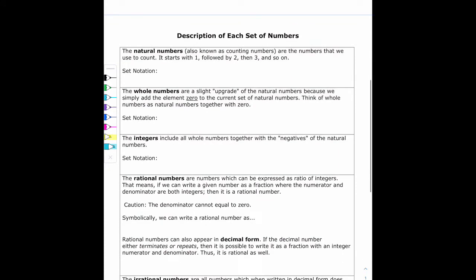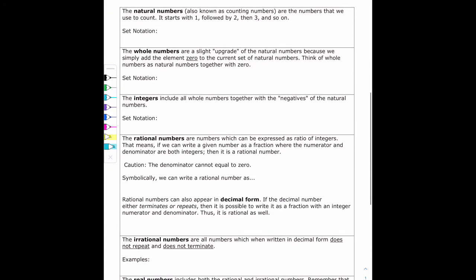So what I want to do now is go through each set that we have and what the elements in that set look like. We'll start with the natural numbers, which we just discussed are also known as the counting numbers. Counting numbers are exactly what you learned to count with when you were little. You started counting with the numbers 1, 2, 3, and so on. Those are the numbers we're referring to when we talk about natural numbers.